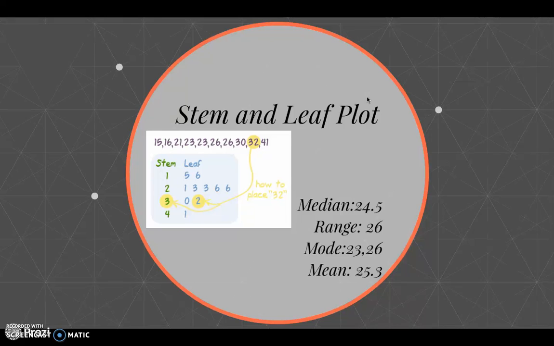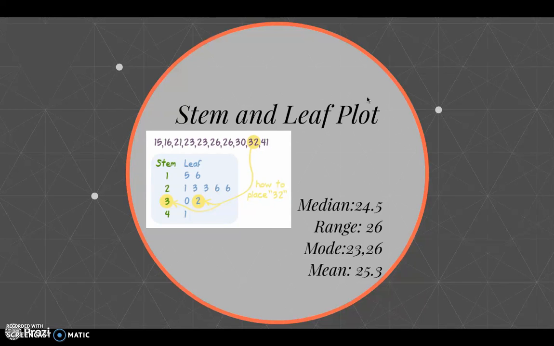Here's an example of the stem and leaf plot. We have a picture where we put all the numbers in order, and then we separated them by putting them in the stem and leaf plot. We put the 1 and the 5 to represent number 15, 1 and 6 to represent 16, 2 and 1 to represent 21, and so forth. The median here will be 24.5 because that's the middle numbers. Since 23 and 26 is in the middle, we have to add them together and then divide them by 2.